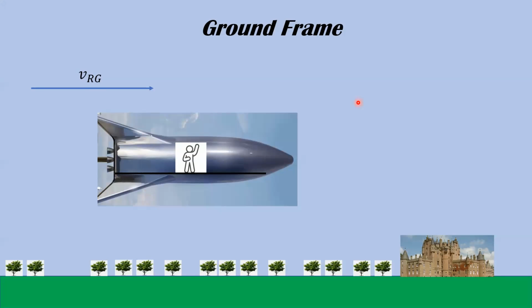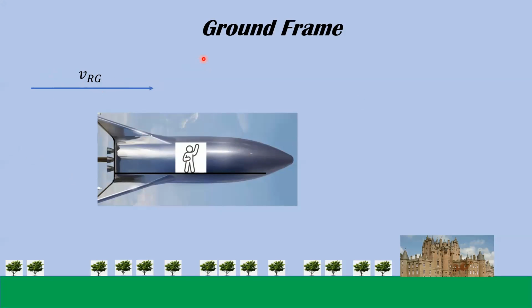How about we consider a rocket? This is SpaceX's Starship rocket here. It's an actual picture, I think, or artist's rendering. It's tough to tell because it's made out of stainless steel, so it almost looks fake. And let's say that it's moving with constant velocity over the ground. So VRG would be the velocity of this rocket with respect to the ground.